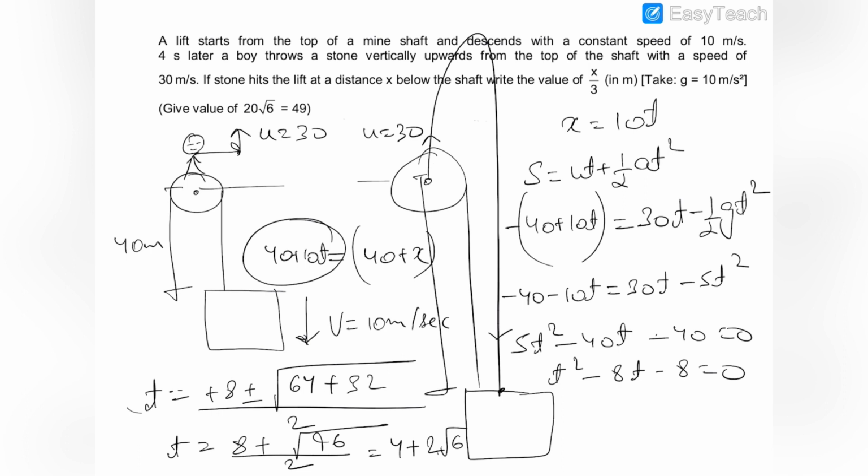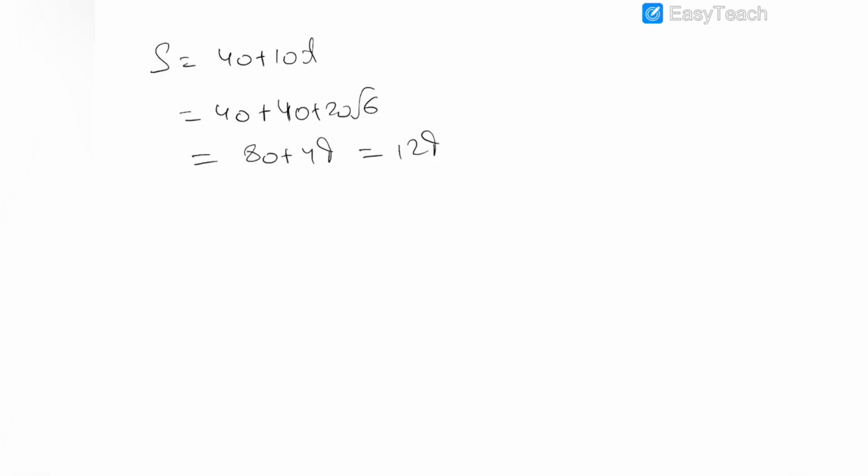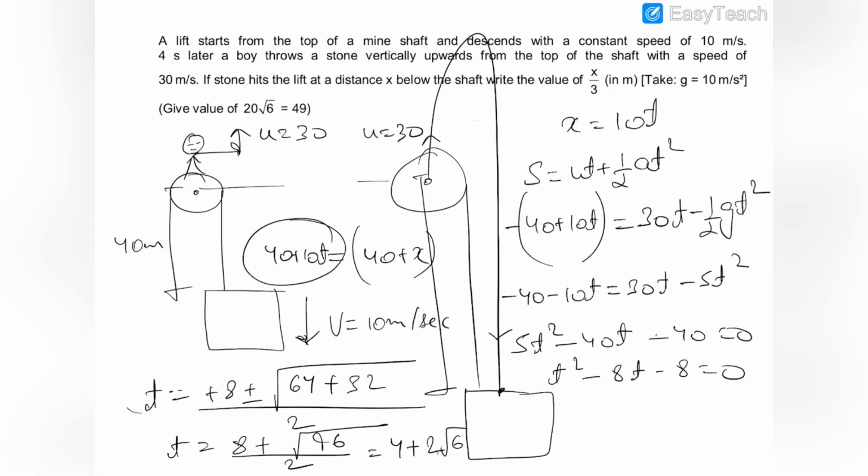So we have to find out the value of x by 3. So this 129 by 3 will be equal to 43. So the correct answer is 43. Now let's move on to the next question.